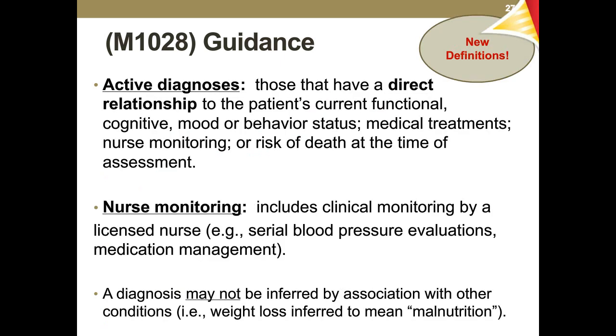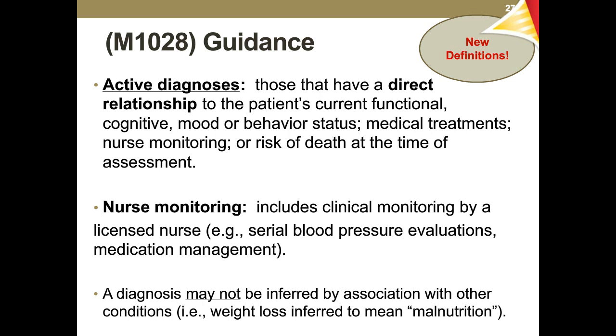So the active diagnosis is basically something that has a direct relationship between the diagnosis and the patient's current functional, cognitive, mood, or behavioral status, medical treatments, or the need for nurse monitoring, or the risk for death at the time of the assessment. Nurse monitoring can relate to anything, a condition, a particular vital sign, or a symptom that we're monitoring, but it's a regular evaluation and monitoring of what's going on.